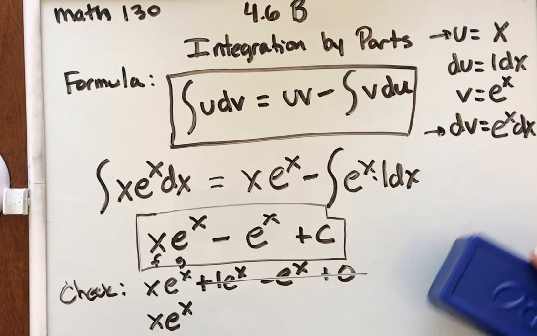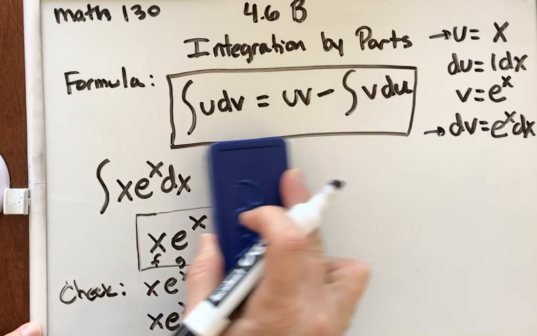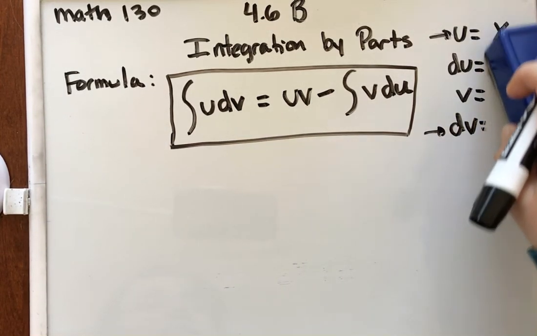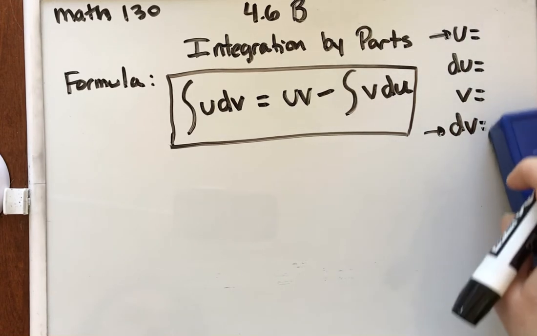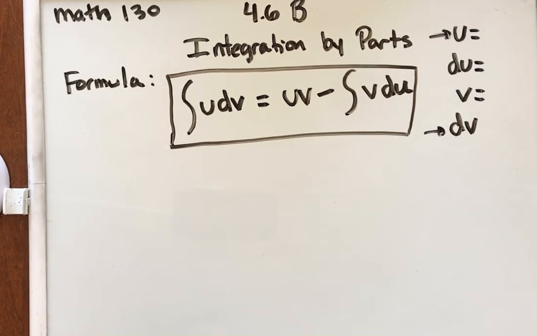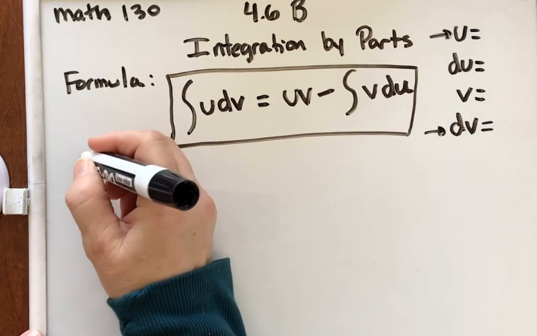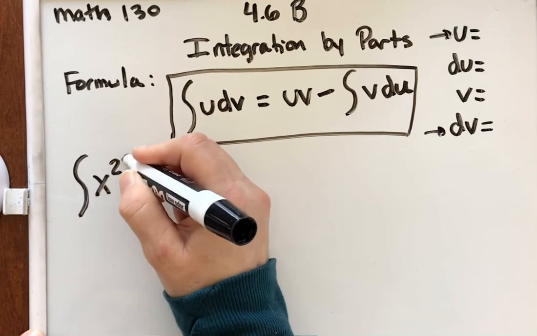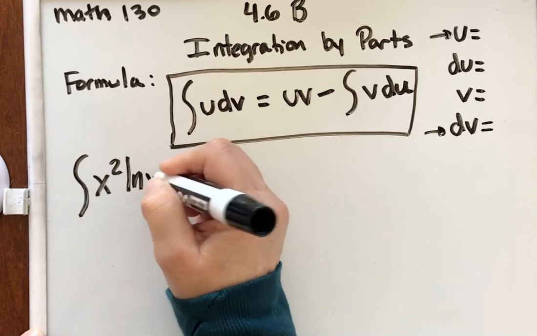Okay, let's do another problem. I'm going to erase this one, and I'm going to erase these so that we can rewrite in these. Okay, so you can still see the formula. All right, so here's another one we're going to do. Another example. We're going to do x squared ln x dx.